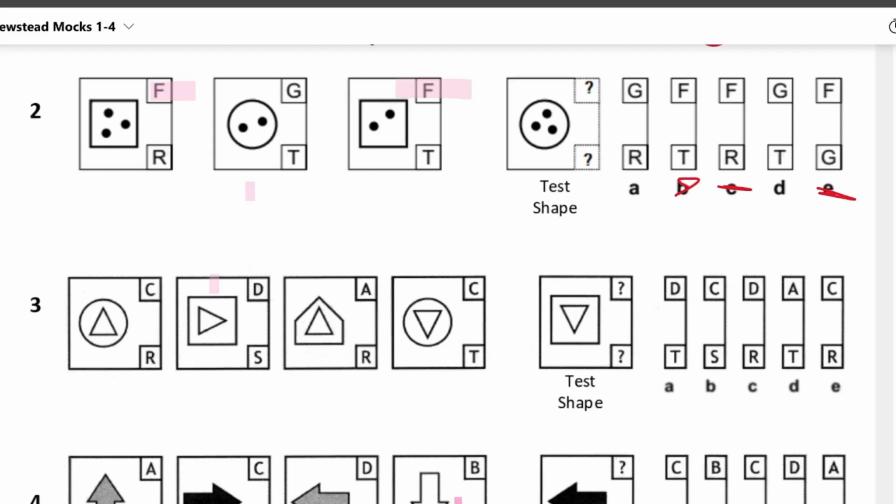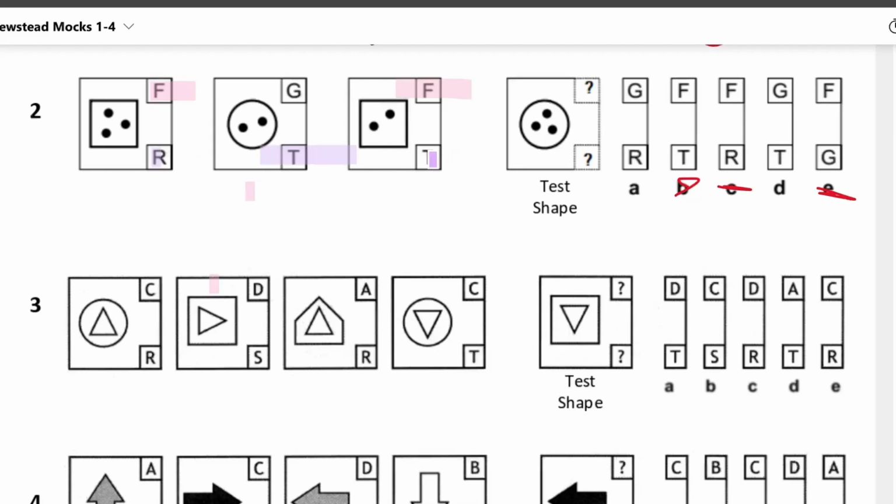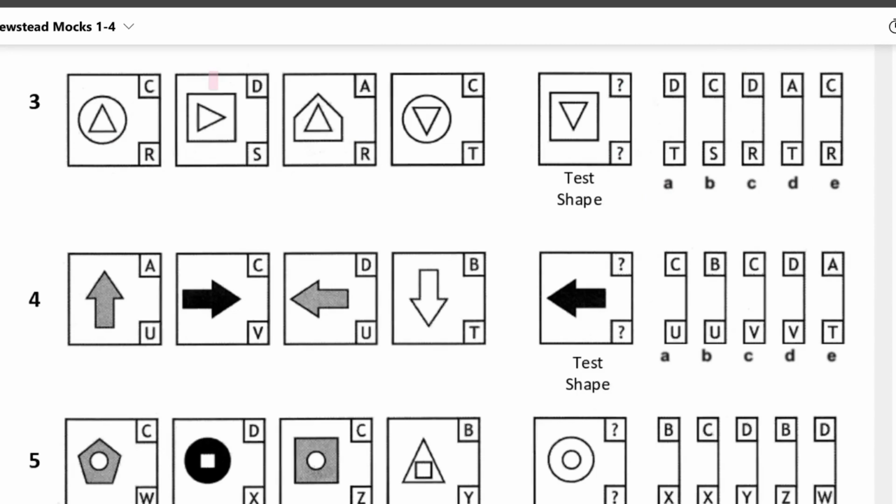And at the bottom, we have T and T, which correspond, which probably means 2 black dots. If you've got 3 black dots here, we need to have R on the bottom, which means we get A as our shape.